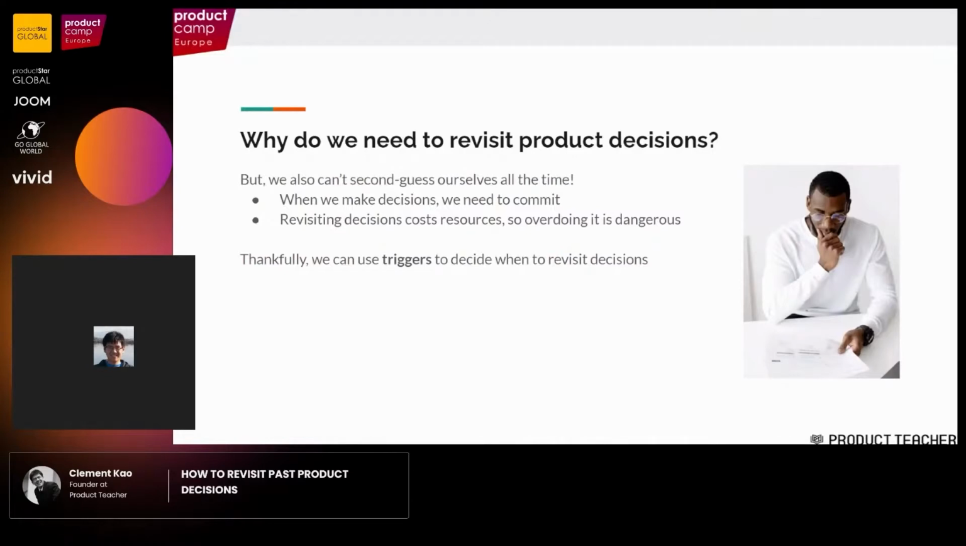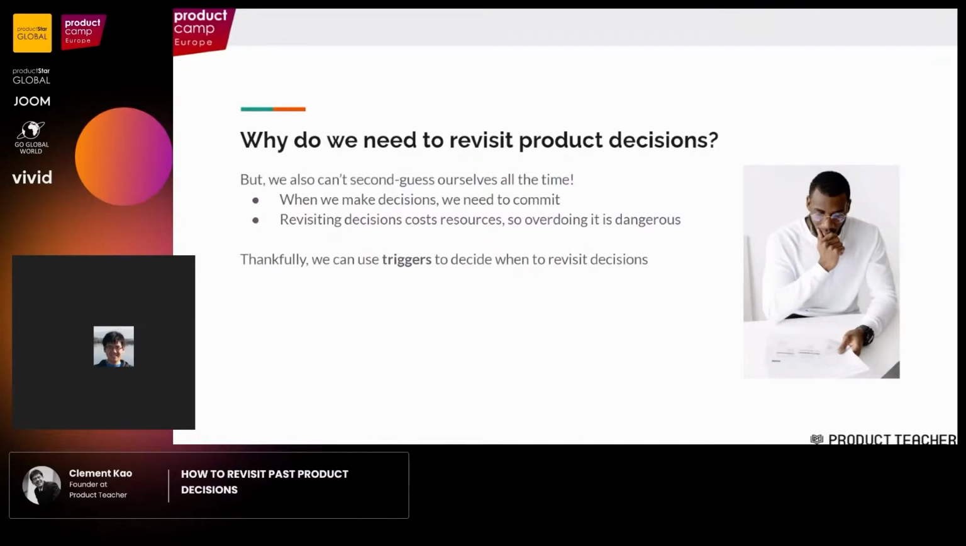And so then really the question is, okay, well, I definitely need to revisit my decisions some way, somehow, because if I don't, my competitors will catch up because they will be much closer to true market realities. But on the flip side, I can't revisit my decisions all of the time. So which decisions should I revisit and when? Well, the great thing is that we can actually use what I call triggers to decide when to revisit decisions.